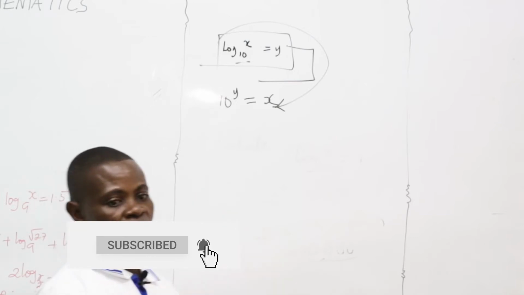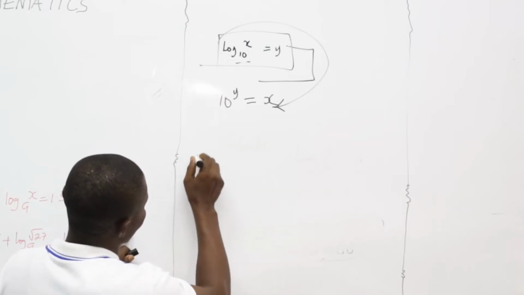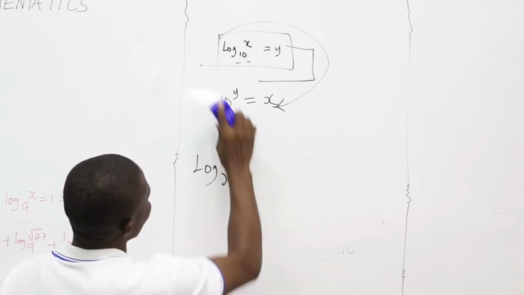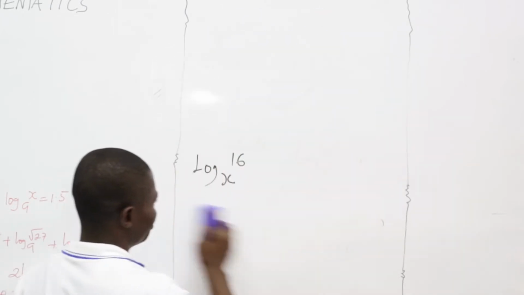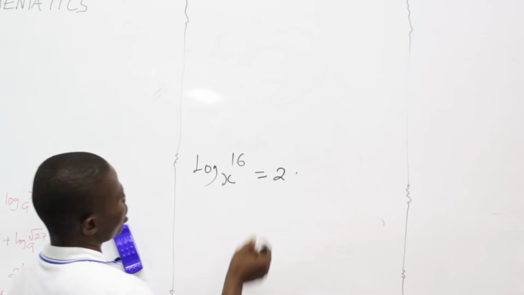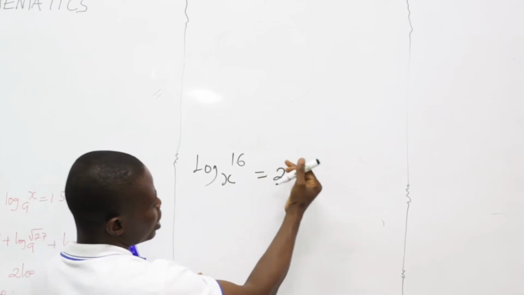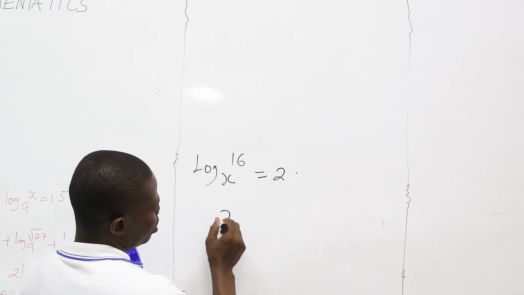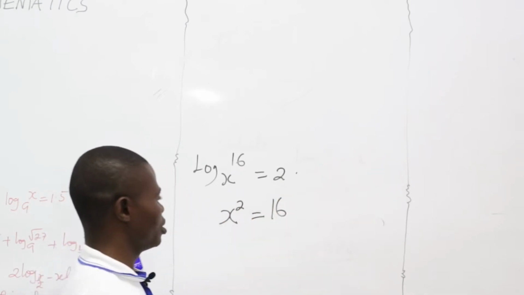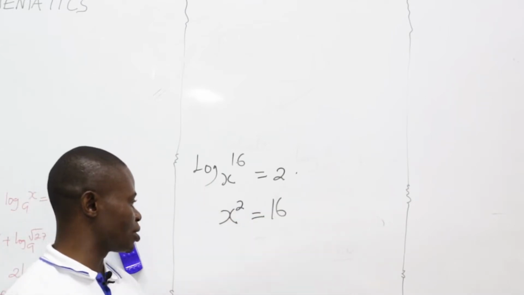You have log 16 base x equal to 2. This is another sample, question 2. Recall the law for the base of a logarithm. The base will raise the one at the right hand side, meaning x power 2, or x to the power of 2, equals 16. What are you noticing? This is x squared equals 16.